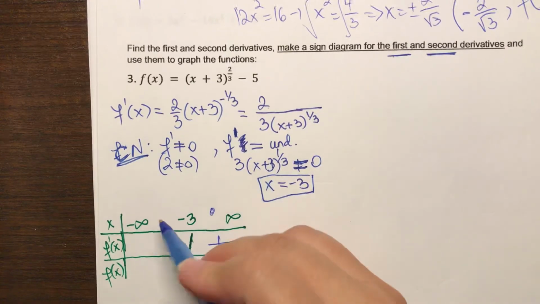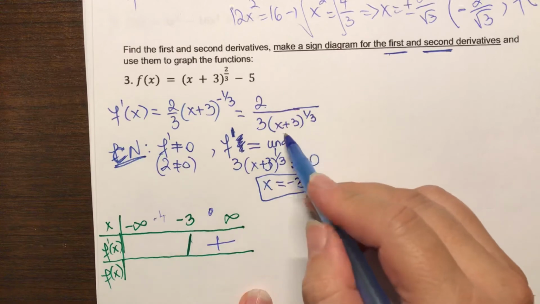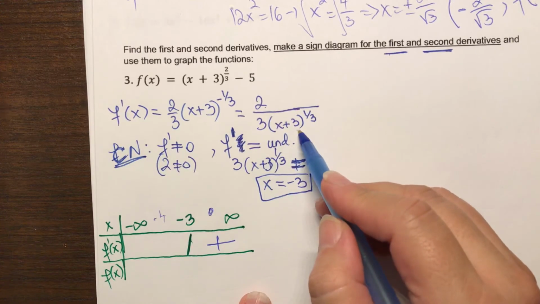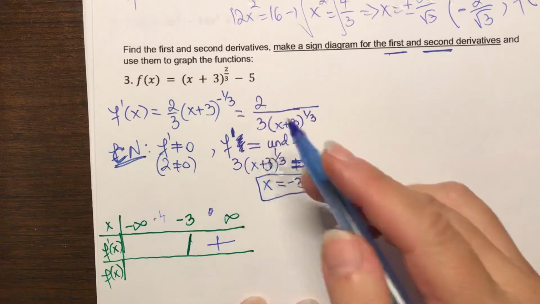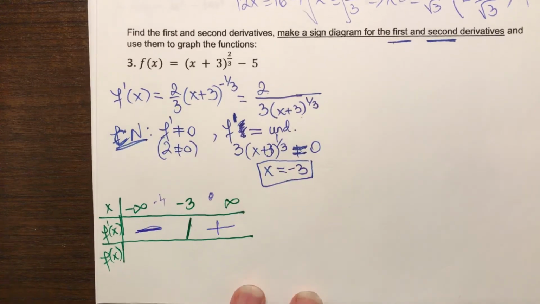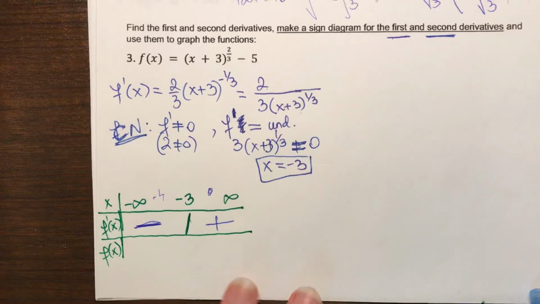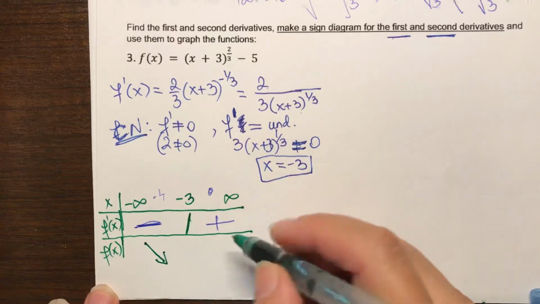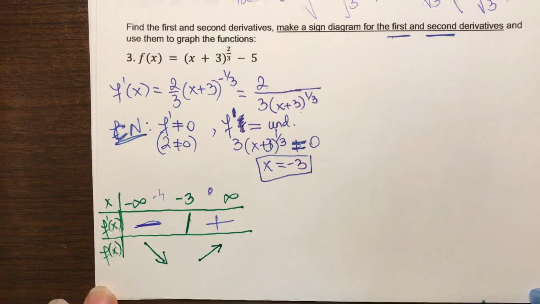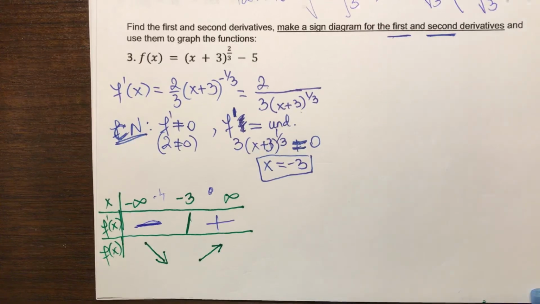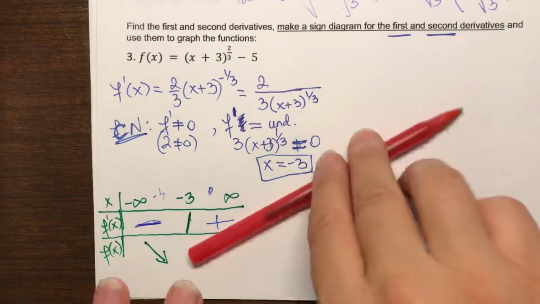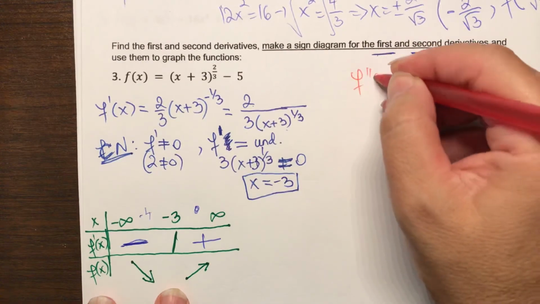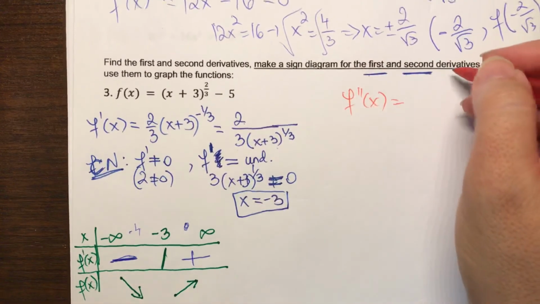If you plug in a number less than negative 3, let's say negative 4, that makes it a negative 1 here. Cube root of negative 1 is a negative, right? Times all these positives, that makes it a negative. Now, what does that mean about my function itself? That simply means that the function is going to go down, right? It's decreasing, then it's going to be increasing. Okay. So that's my first derivative sign diagram. All right, let's move on and find that second derivative and make its sign diagram.